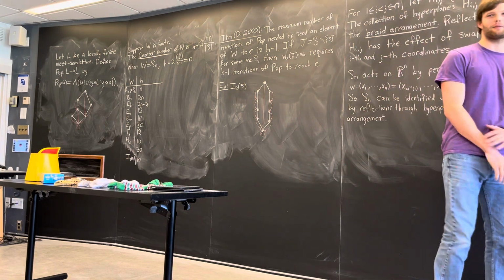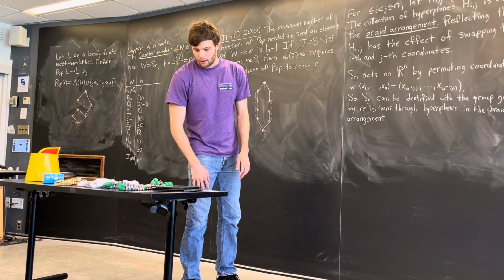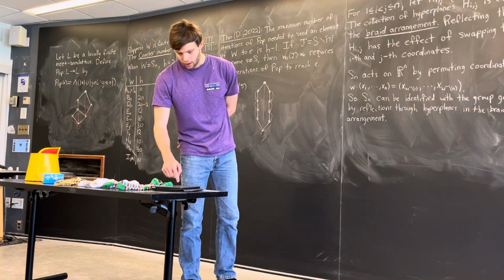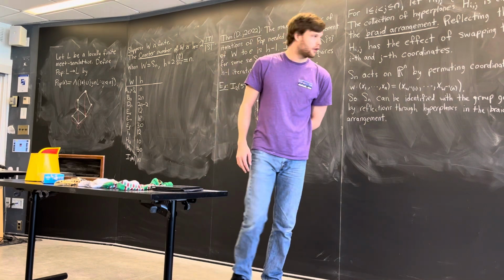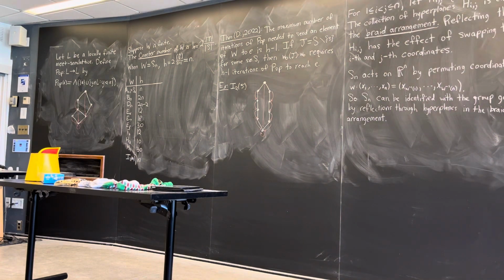Okay, so we have set partitions. Why am I talking about set partitions other than the socks? Before I get to how to think of them in terms of the braid arrangement, let me tell you some other things about set partitions. This is just some combinatorics. The number of set partitions of bracket n is called the nth Bell number.